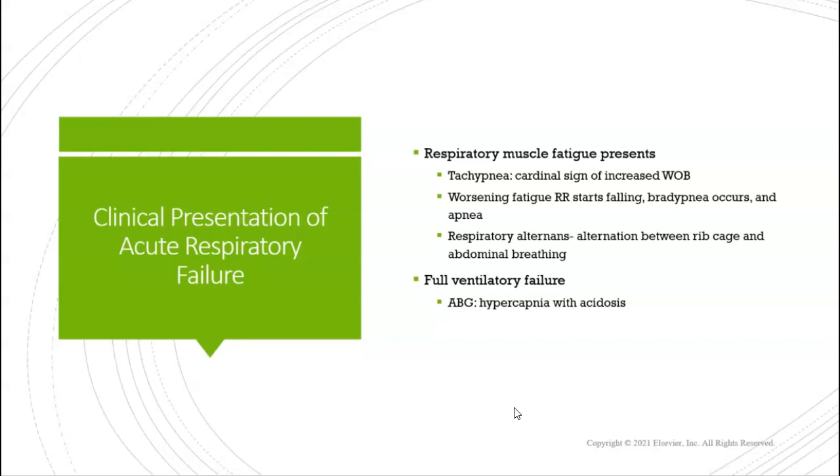You can also see something called respiratory alternans, which is where the patient's altering between doing regular respirations with their rib cage and the respiratory muscles, and then that abdominal breathing, which is a sign of respiratory muscle failure or fatigue, where they're using those accessory muscles in their abdomen for inspiration because their thoracic muscles are too tired out.